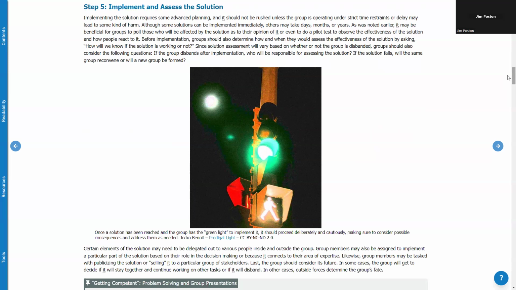As was noted earlier, it may be beneficial for groups to poll those who will be affected by the solution as to their opinion of it, or even to do a pilot test to observe the effectiveness of the solution and how people react to it. Before implementation, groups should also determine how and when they would assess the effectiveness of the solution by asking, how will we know the solution is working?